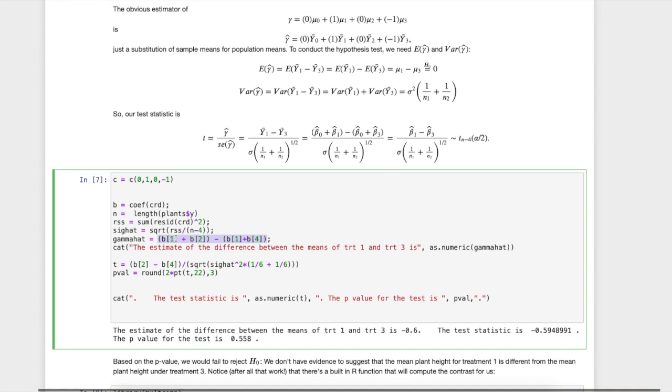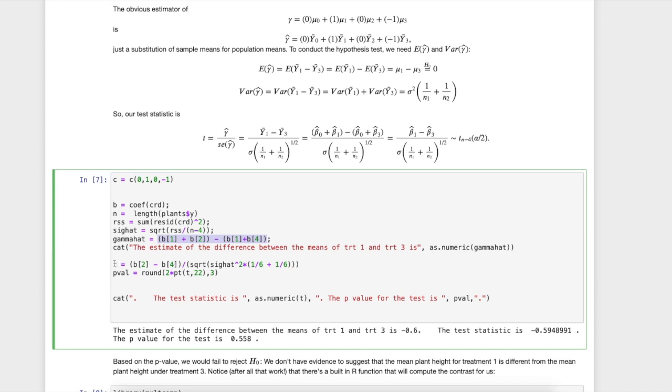So that estimate turns out to be negative 0.6. And notice what you're doing. You're subtracting the third level from the first level. And so that tells you that the third level is larger, right? Whether it's statistically significantly larger is the question that we're attempting to estimate.